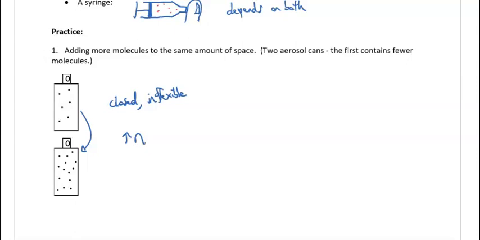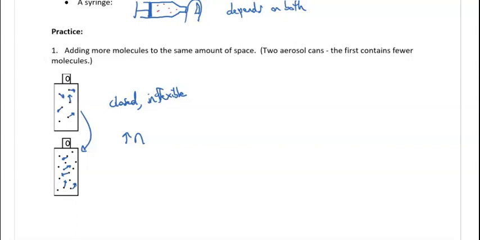And if I think about the motion of those particles, I know that those particles are flying around that container, and I can draw some arrows to show the motion of those particles. Now, the size of these arrows is determined by their temperature, how fast those particles are moving. Now, we're not changing the temperature of this can. So we can think about the sizes of the arrows as more or less the same.